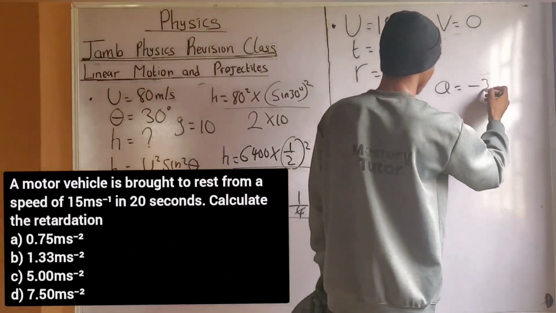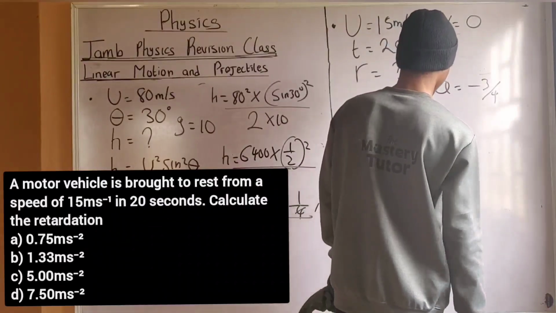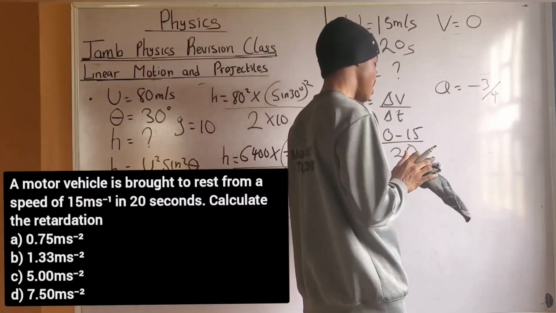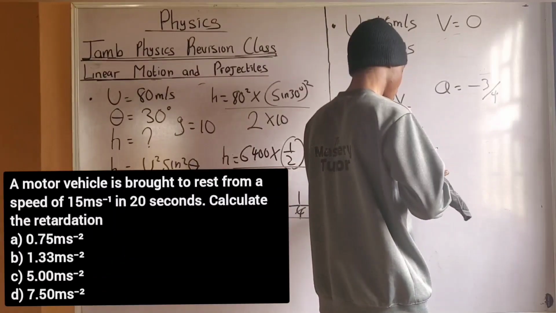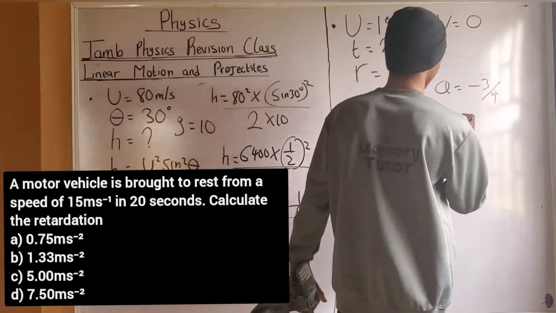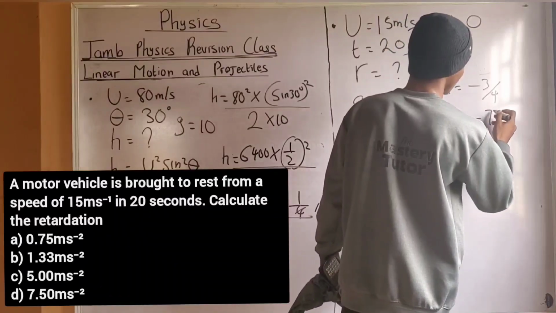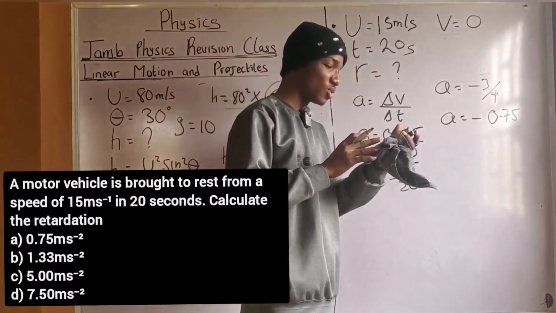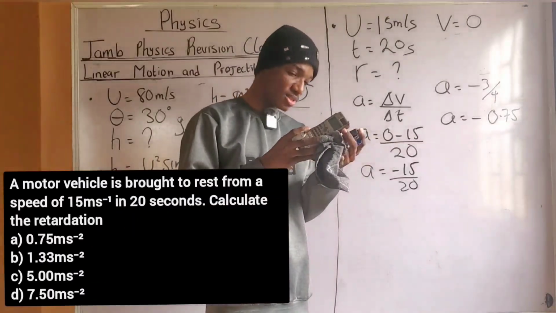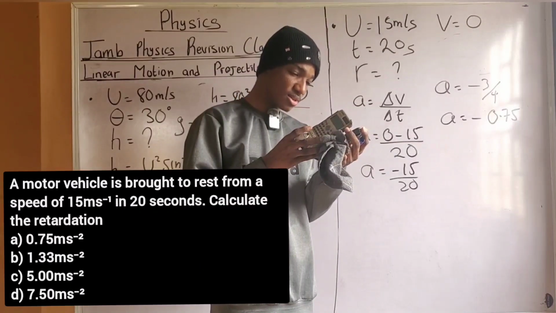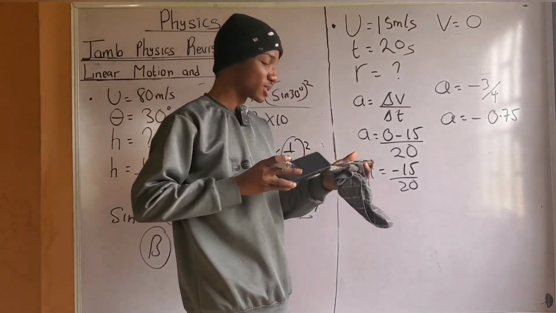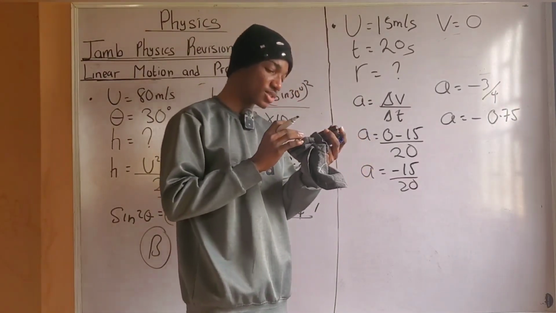So here, acceleration will be negative 15 all over 20. Acceleration is equal to minus 3 over 4. Okay? Negative 3 divided by 4, that is 0.75. So a equals negative 0.75. Okay? So the correct option to that question is option A. Are you getting it? Option A is correct for that question.